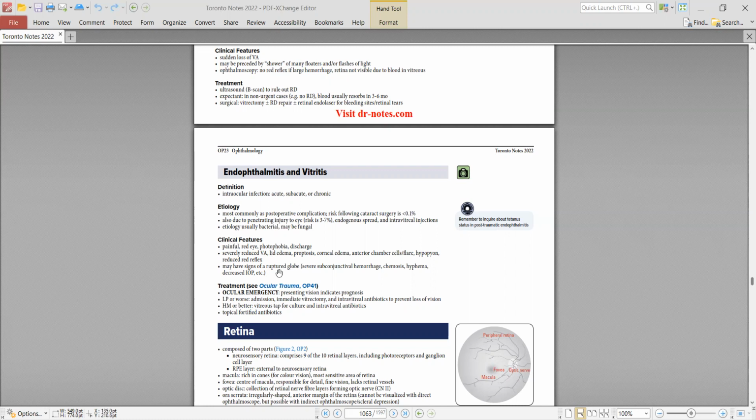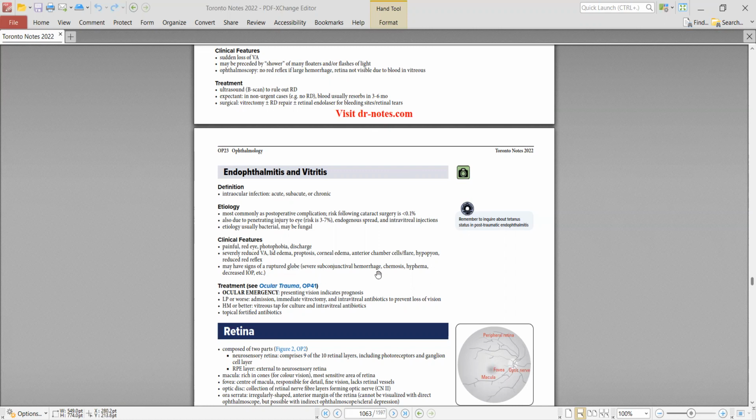May have the signs of the rupture of the globe. So if not treated, this patient will have ruptured globe. Why ruptured globe? This inflammation is so bad, it will expand, and if it expands, there is risk of rupture of the globe, right?